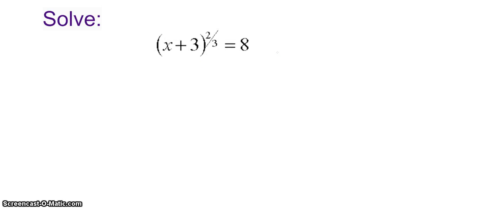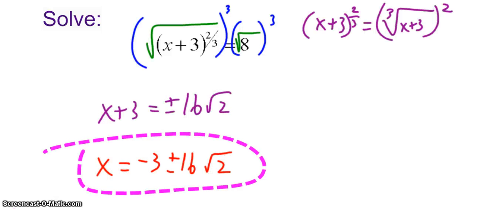Next, x plus 3 to the 2/3 equals 8. Go ahead and do this on your own. Again, we did an example like this yesterday. Pause the video, unpause when you are ready to check your work. Alright, so here we end up with x equals negative 3 plus or minus 16 root 2. So we get two answers here. We do not need to check for extraneous solutions.